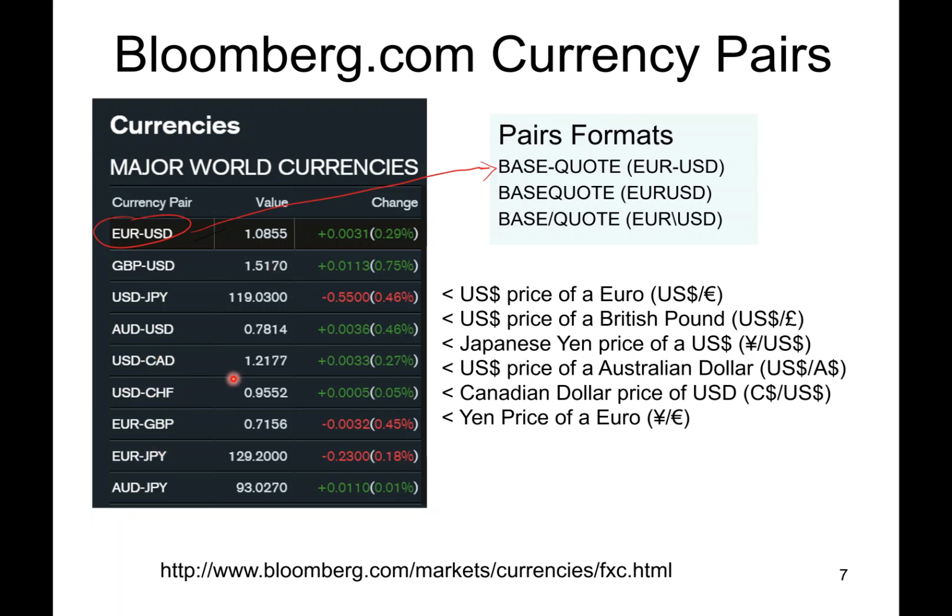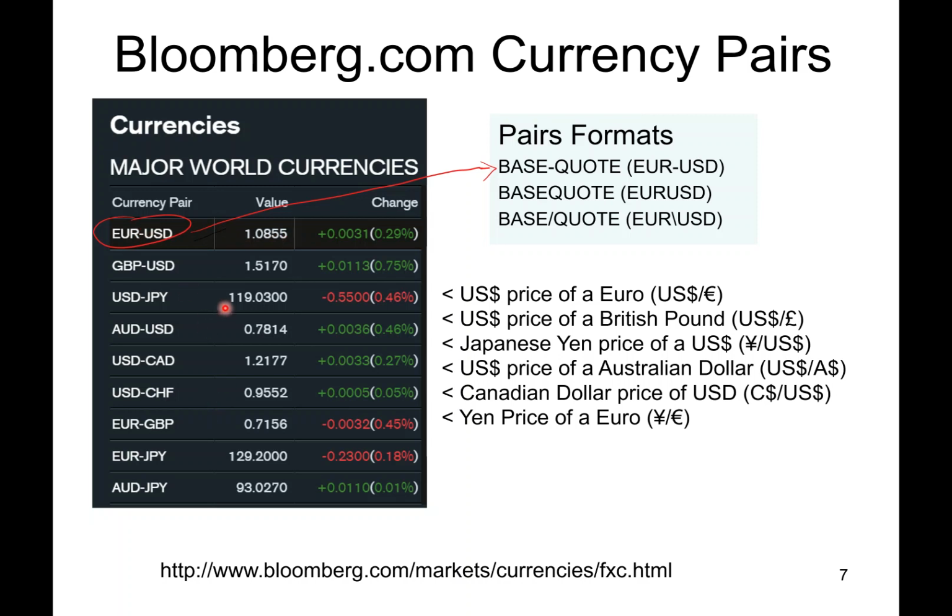So if I see a price that starts off with EUR, what that tells you is you're about to get the price of a euro quoted in the second currency. So I know that this is the price of a euro quoted in dollars. So it's $1.08 per euro.